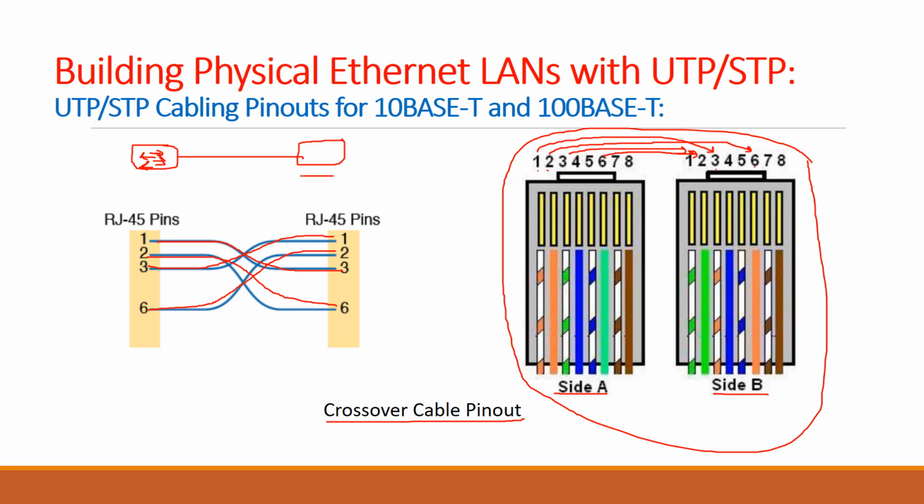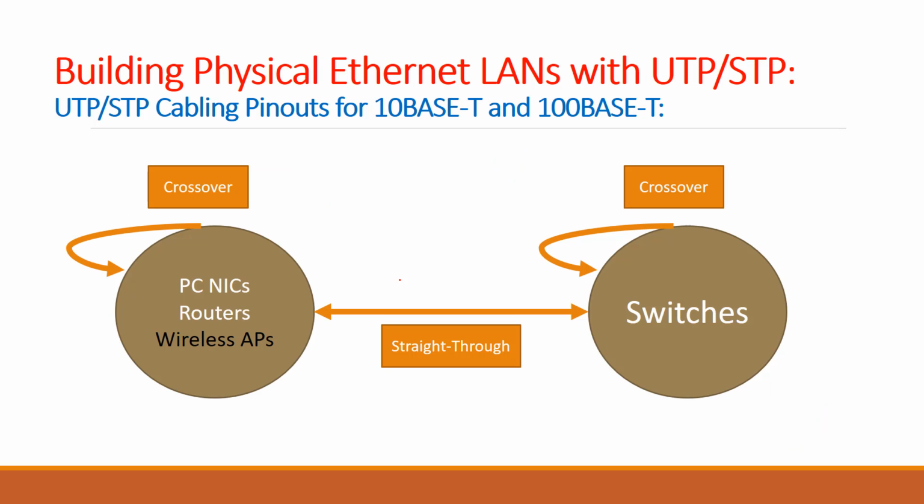If you are going to connect a PC to a PC, you will use crossover cable. If you will connect a PC to a switch, you will use straight through cable. And this figure summarizes the type of cable pin out.